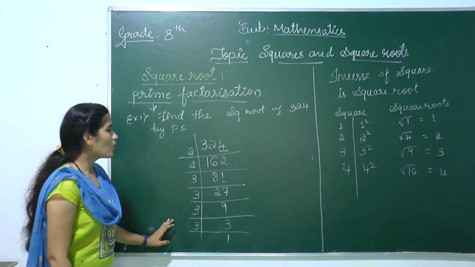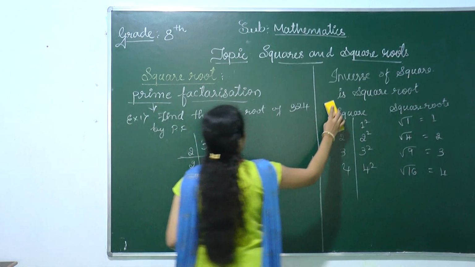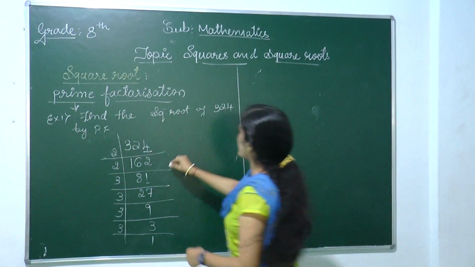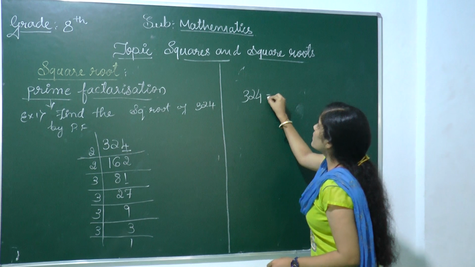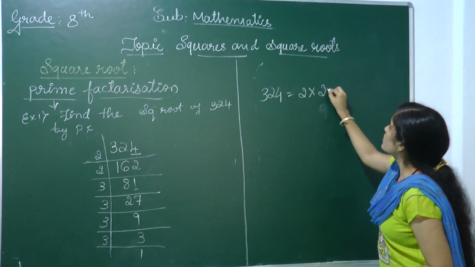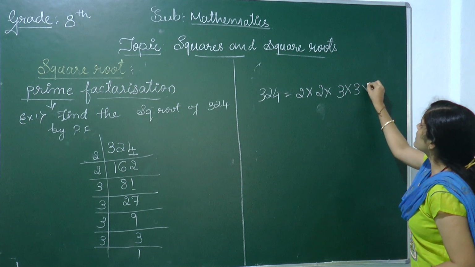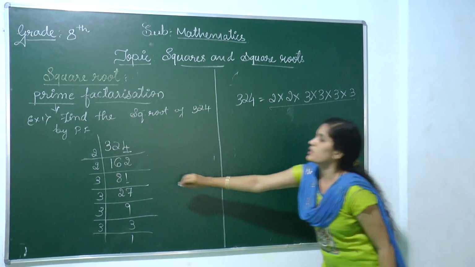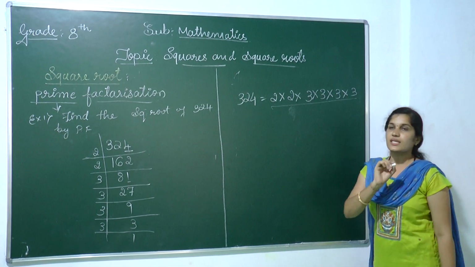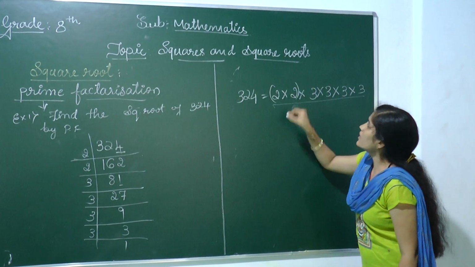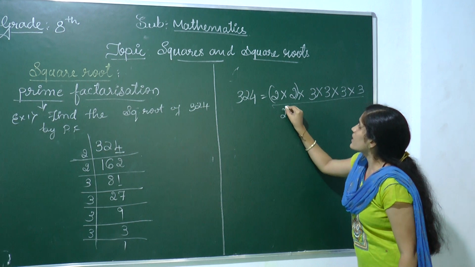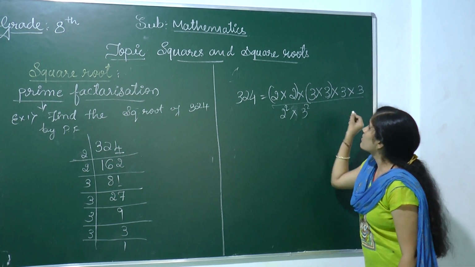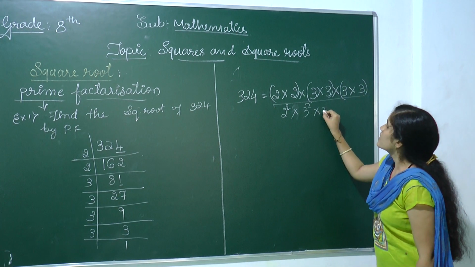You just check here how many numbers we come across in the factorization. That is, 324 is equal to 2 into 2 into 3 into 3 into 3 into 3. Is it? All these numbers have appeared here. You just see, we are discussing squares. It means we should combine two numbers. 2 into 2 we can write as 2 square. Again here 3 into 3 we can write as 3 square. And here 3 into 3 we can write as 3 square.